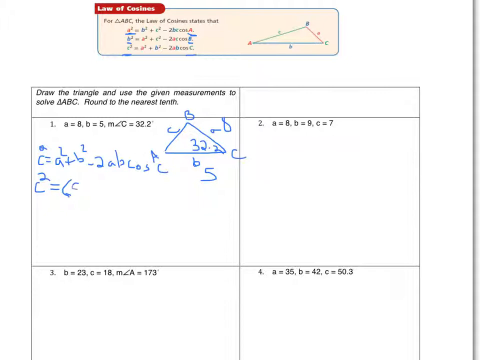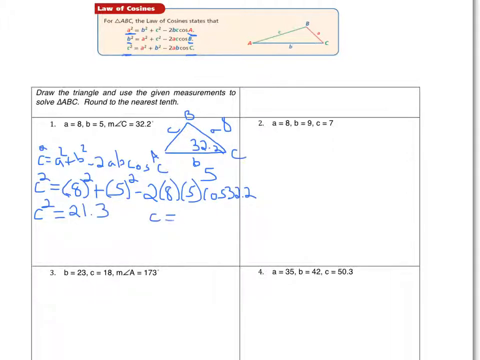So a squared is 8 squared plus b squared, which is 5 squared, minus 2 times a times b times the cosine of C, which is 32.2. And then I can go ahead and solve for c. I can just put all of that in the calculator, and c squared is going to be 21.3, and then c is the square root of that, which is 4.6, because I'm going to round to the nearest tenth. So now I know that c is 4.6.